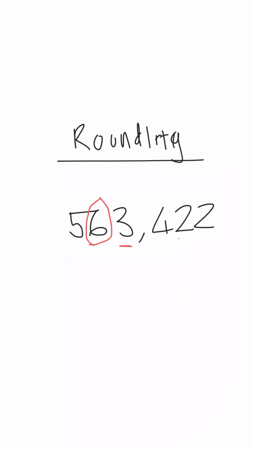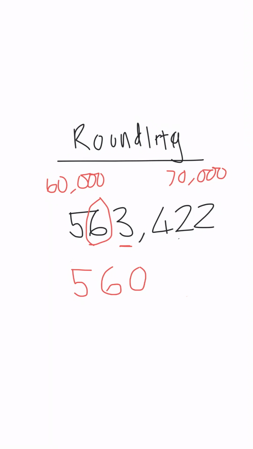From here we can see that this number is going to be between 60,000 and 70,000. And we should be able to have a look at the 3 and say, well, 3 is going to be closer to the 60,000, so our number will be 560,000. And again, like we discussed in the previous video, we're rounding to the nearest tens of thousands, so anything right of that column is a 0.